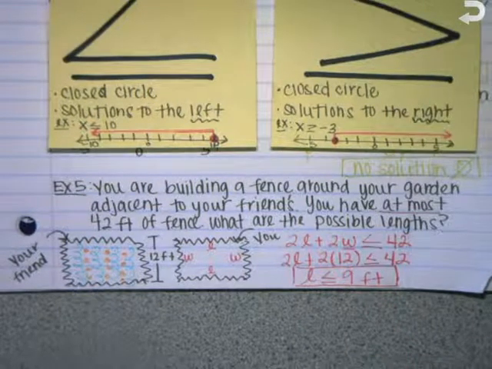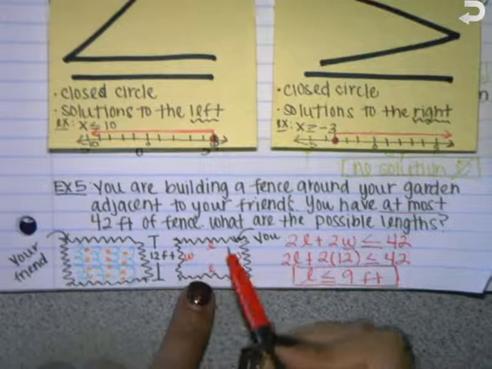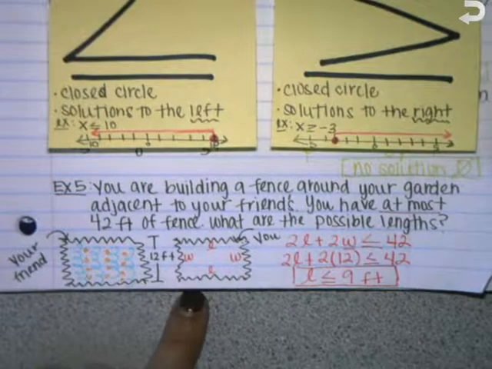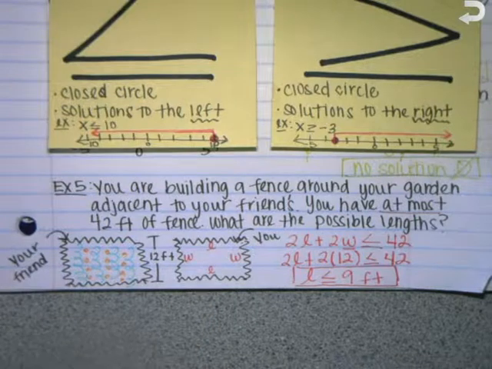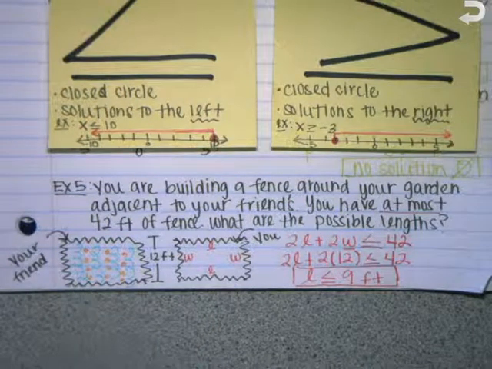So this means that each length, so this side of your fence, each side has to either be 9 feet or smaller. And that way you stay within the amount of fencing that you have. Does that make sense? Yep. That's inequalities, guys.